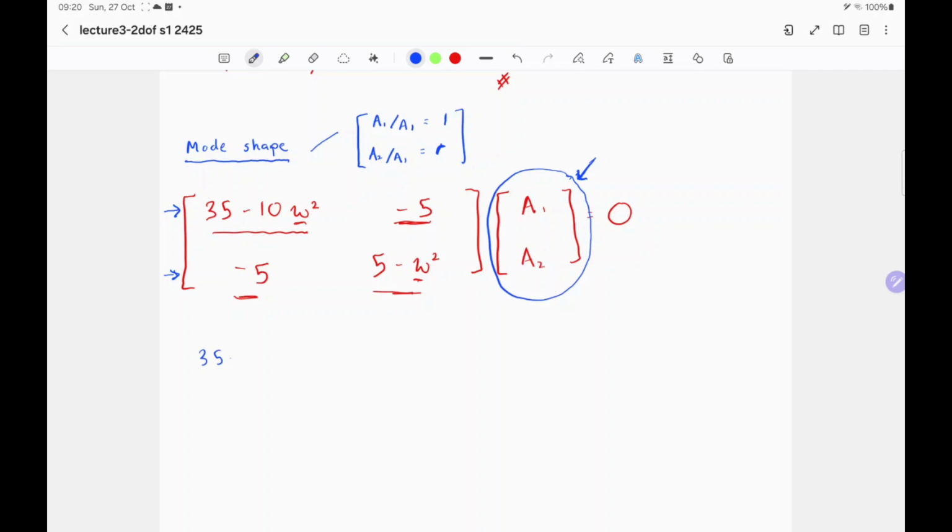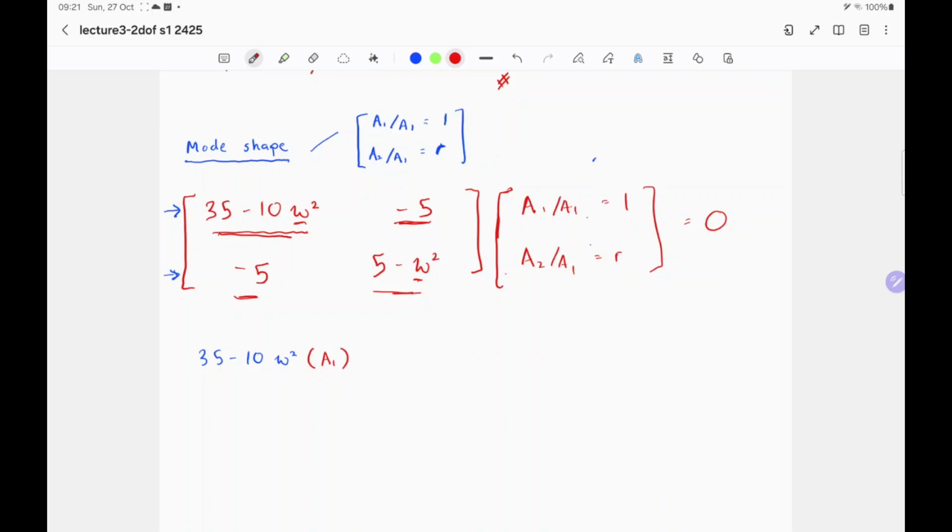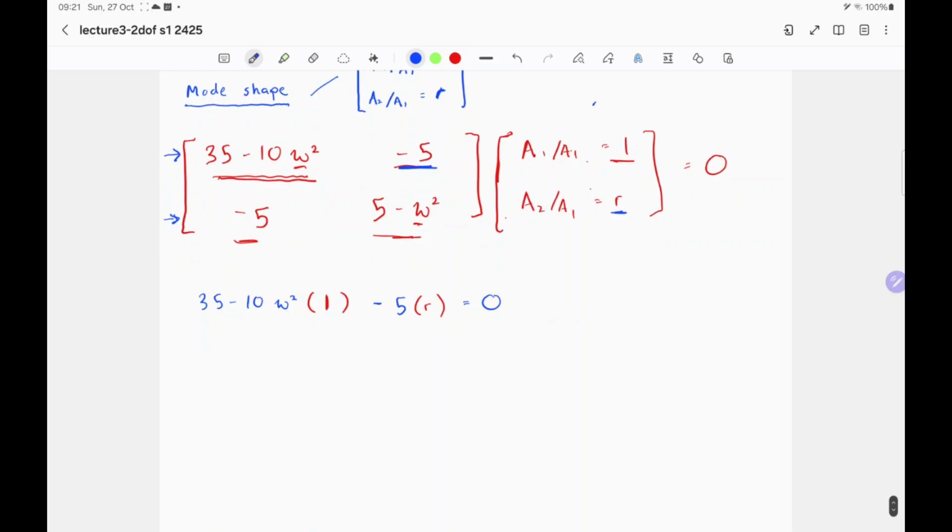From the first row, 35 minus 10 omega squared, multiplied by A1 over A1, A2 over A1, so 1 and R, minus 5 multiplied by R, is equal to 0.